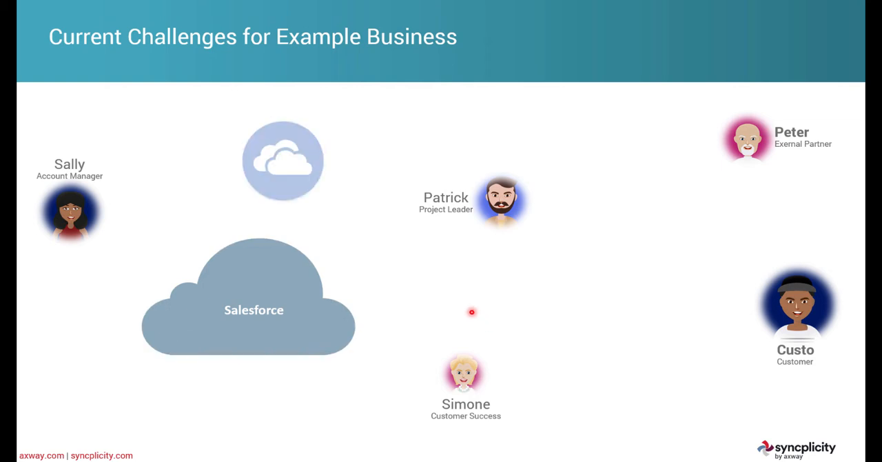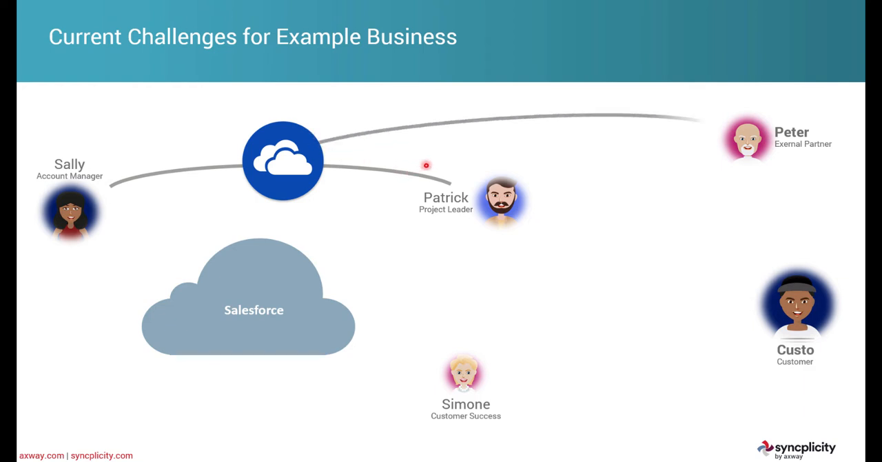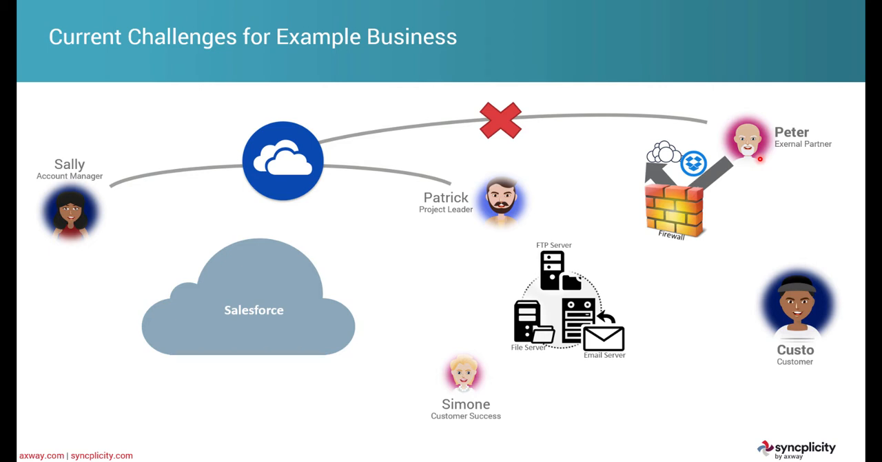As it was recommended by their Salesforce admin to not store too much stuff in Salesforce to avoid huge storage costs, Sally and Patrick tried to use corporate tools, but that failed in the external collaboration with Peter. Peter was trying to use consumer-grade tools, but they failed because they were not allowed by corporate security policies. And this introduced several file servers and FTP servers for file exchange and, of course, email servers for external collaboration.